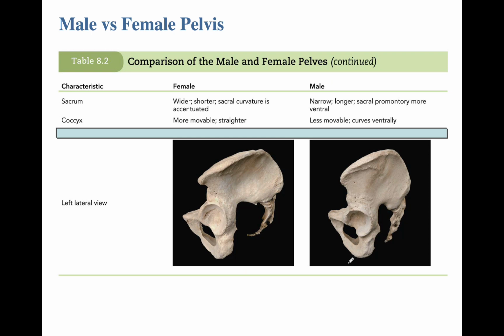Now, how can you tell if a pelvis comes from a male or a female? Well, there's 2 major things that we're going to be looking at. Number 1 is going to be the sacrum. So the sacrum is this bone right here. Coccyx is this bone right here. For females, the sacrum is much more curved and the coccyx is more movable. It's less rigid. Can you guess why we would have a more curved sacrum and a more flexible coccyx?